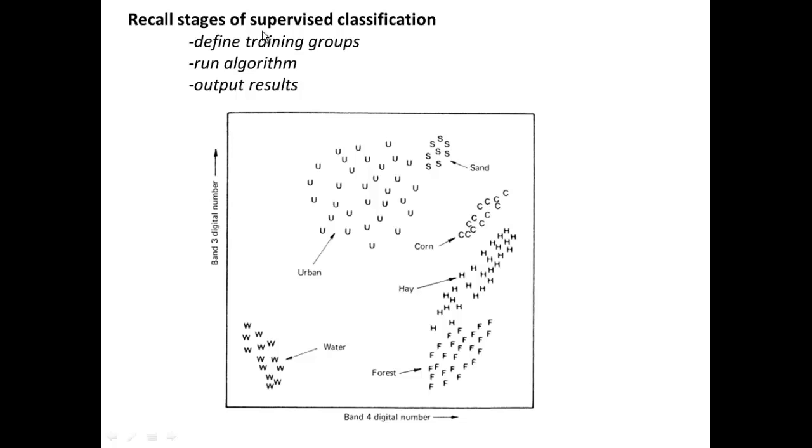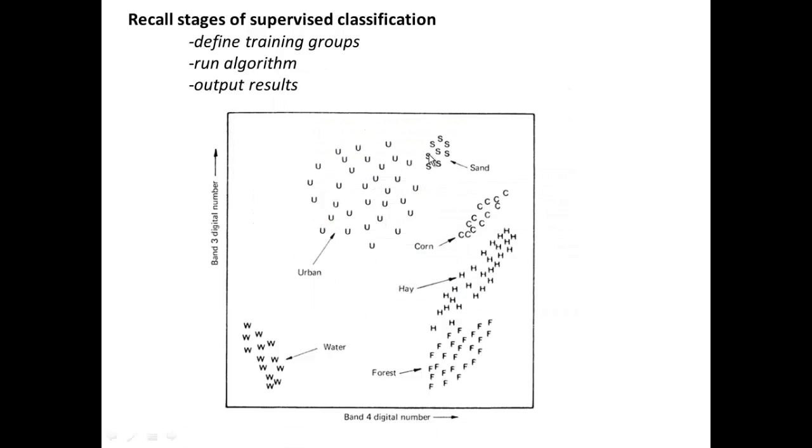So recall that in supervised classification, there were 3 stages. We had to define the training groups first. Remember that usually involves drawing polygons on your image to extract spectral information from each of your end member user classes. So you're basically telling the computer, hey, I want these pixels to represent urban, I want these pixels to represent sand, corn, hay, and so on. And so if these different groups have different spectral characteristics, then we can run an algorithm that's going to actually separate these different groups from each other.